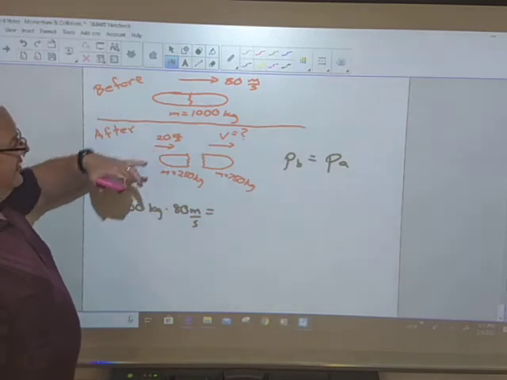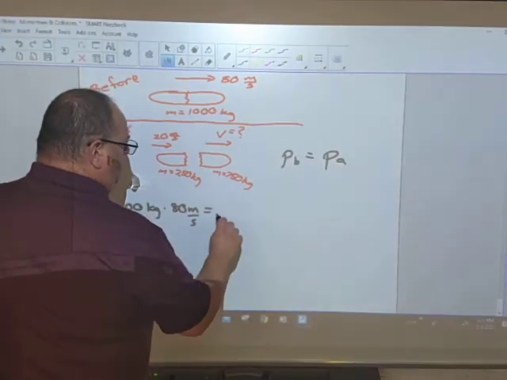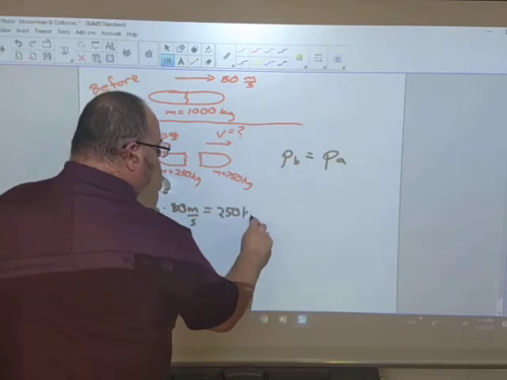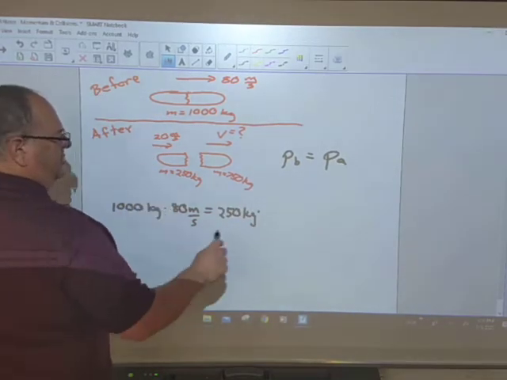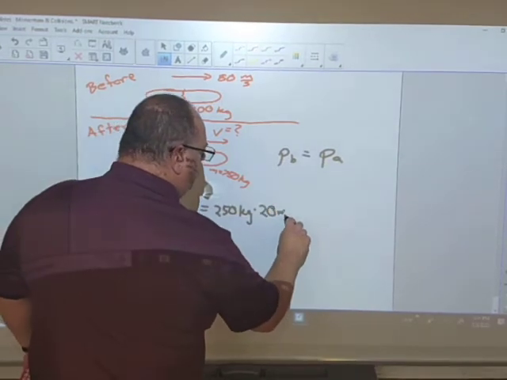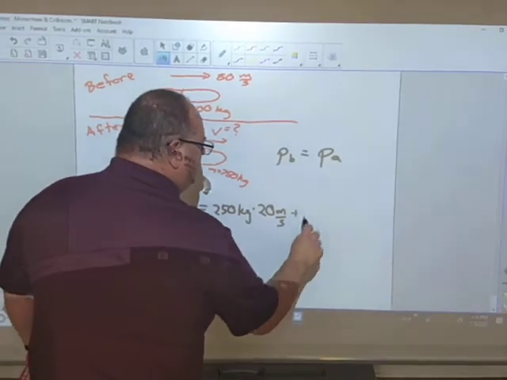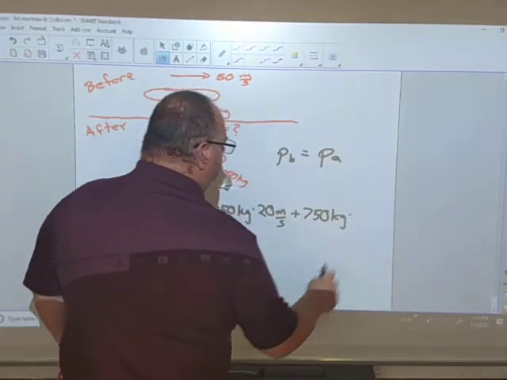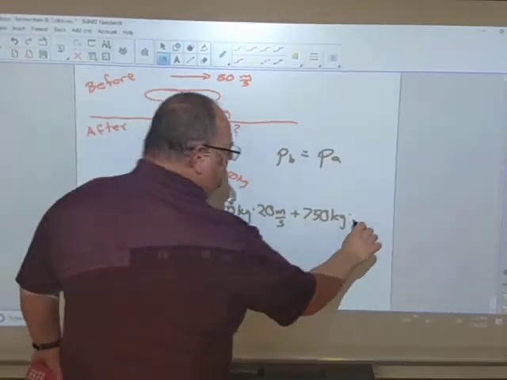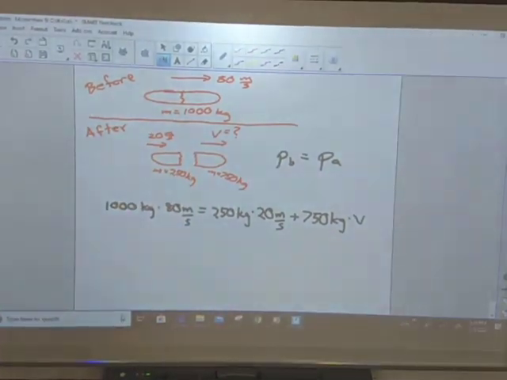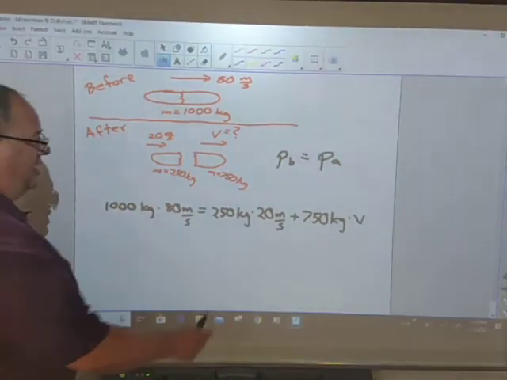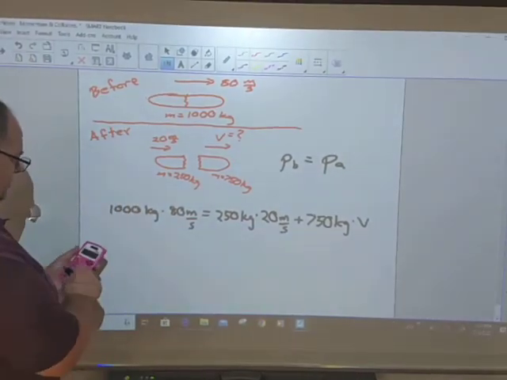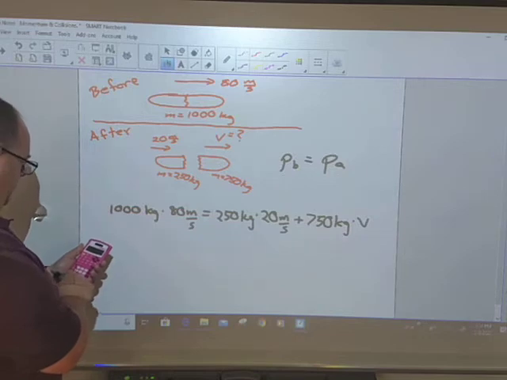This guy's still moving in the forward direction, so it's positive. We've got 250 kilograms times that 20 meters per second, plus the other piece, which is 750 kilograms times whatever that velocity is. So we've just got to solve. We've got to subtract this from both sides and then divide by 750 kilograms. I'm going to go ahead.